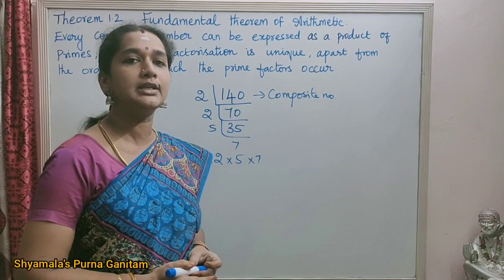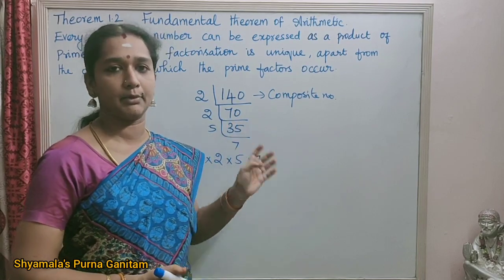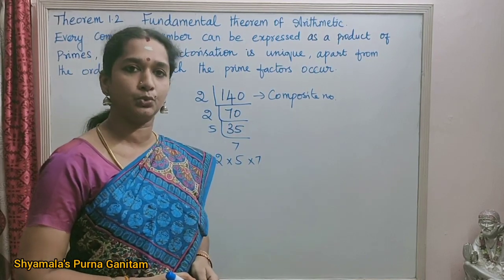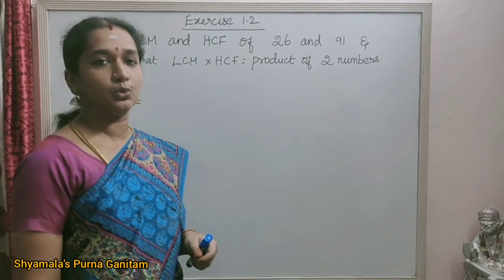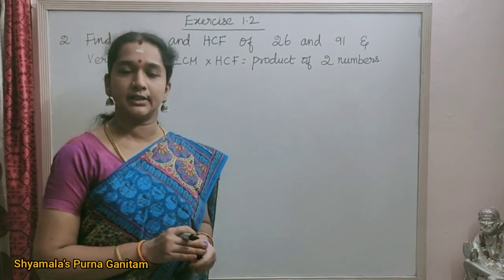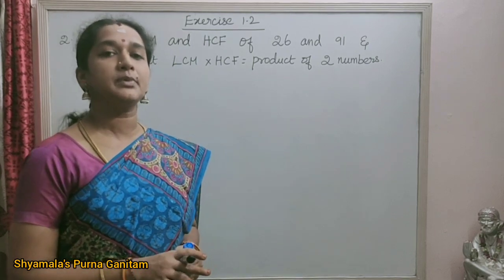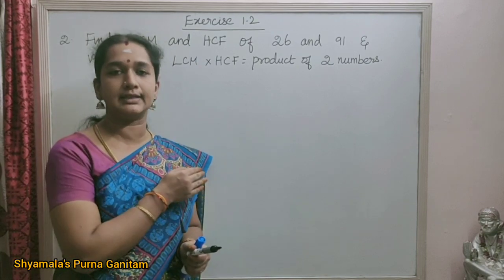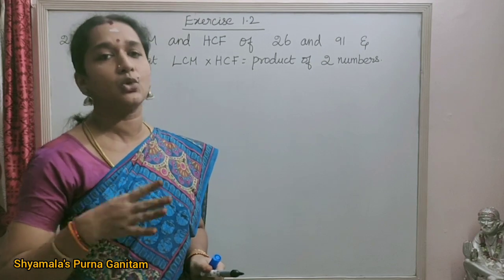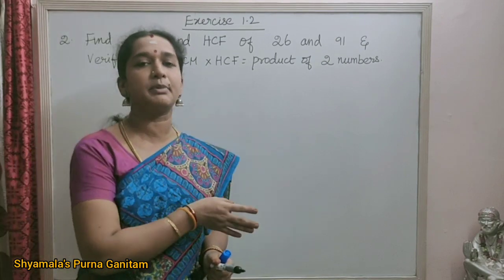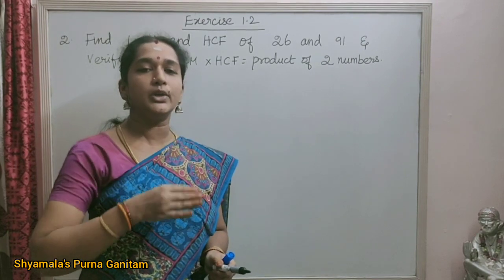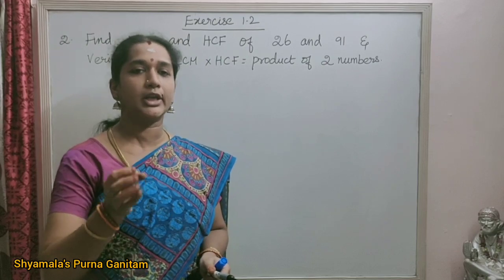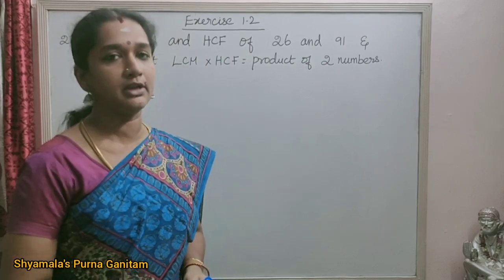So we will be doing sums based on this theorem now. That is exercise 1.2. First sum is finding the prime factors of 140. I have given you an example, so the remaining sums you can do by yourself. This prime factorization method we have been doing from class 6 or 7, so you will be able to do the remaining sums by yourself.